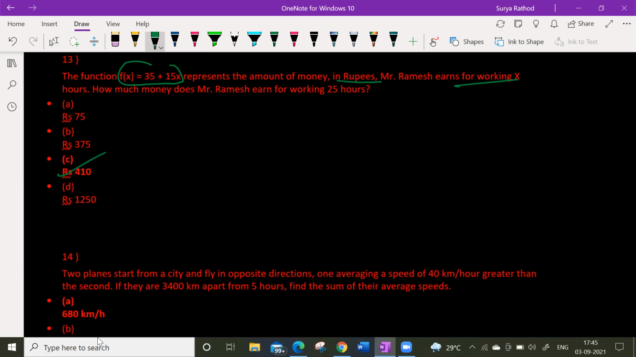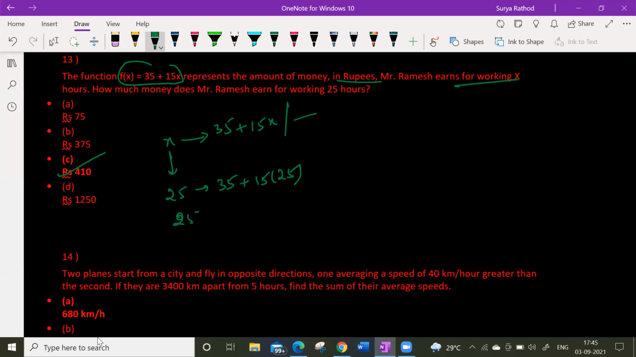Look at this. f of x is equal to 35 plus 15x represents the amount of money in rupees. Mr. Ramesh earns for working x hours. If I work for x hours, these many rupees I'm earning. Now, how much money does Ramesh earn for 25 hours? In place of x, if I substitute 25, that is the answer.